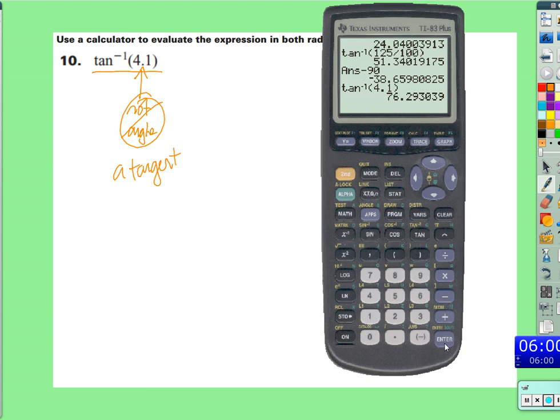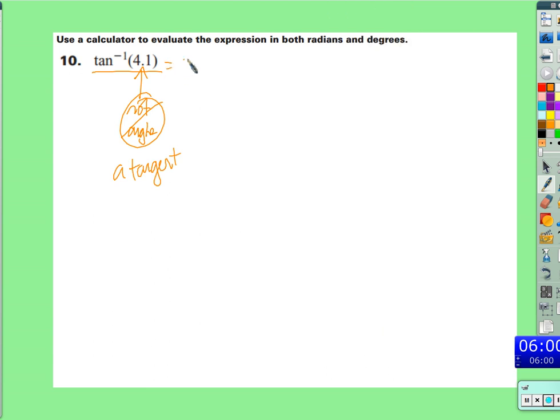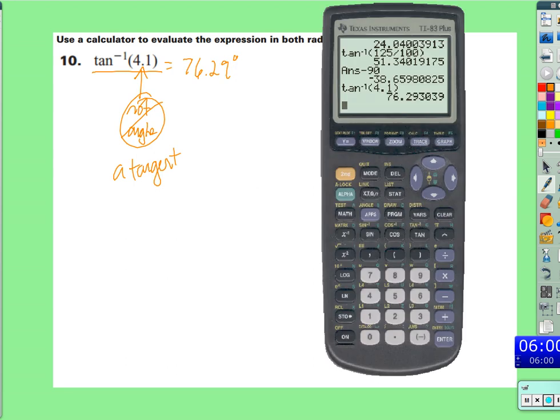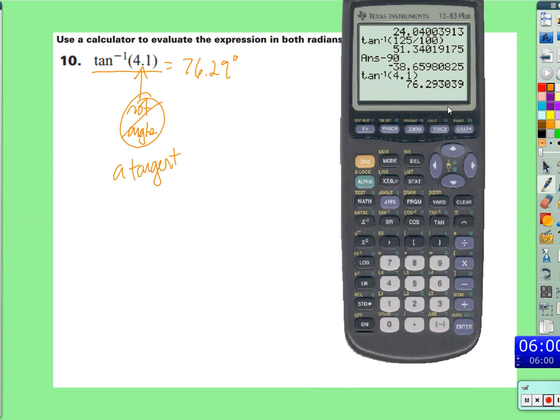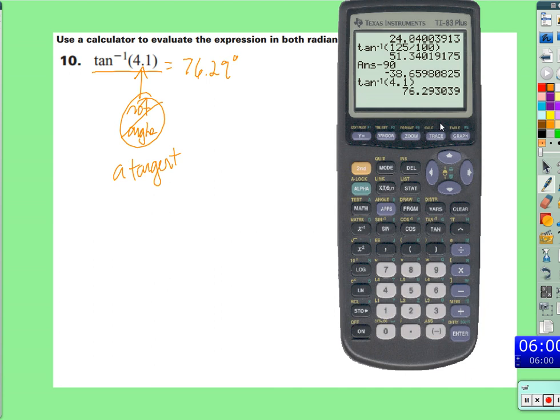An angle of 76.29. It says to give the answer in both radians and degrees. How do we get this answer? Well, it's obviously degrees because we're looking at degrees. How do we get this answer in radians? Okay, change the mode to radians. Mode, radians. Do the exact same thing. Now we're in radians, so it's going to give us the angle in radians. 1.23.